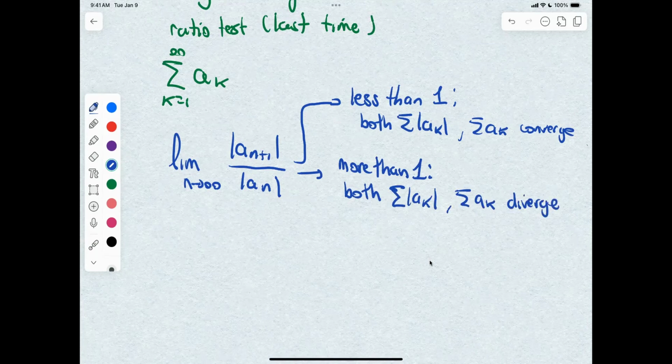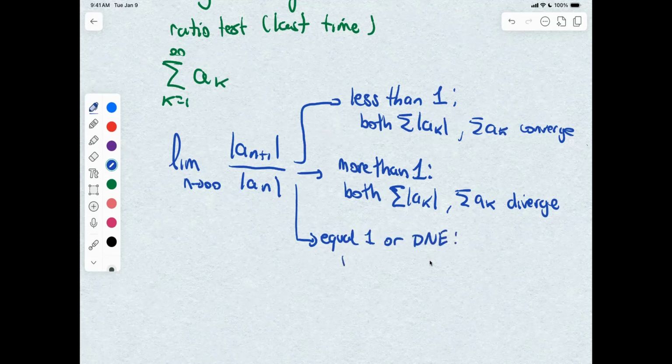And the last option, which is the less interesting one for the ratio test because it doesn't tell you anything, is what if the limit is 1 or does not exist? If it equals 1 or does not exist, then the test was inconclusive. So in that case, anything could happen. Both could diverge, both could converge, or only without absolute values converging. So anything could happen.